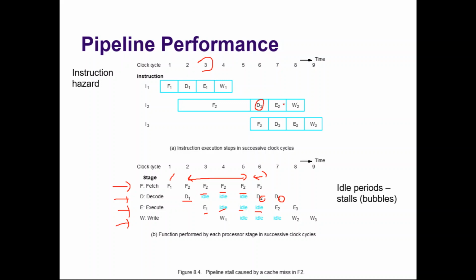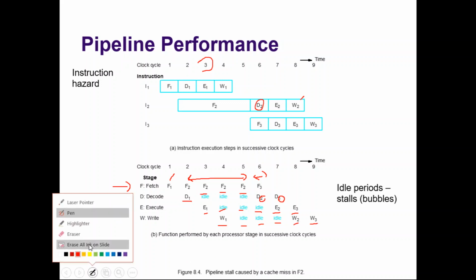During clock cycle 7, instruction 2 is using the execute unit. During clock cycle 8, instruction 3 is using it. Similarly, for write, during the fourth clock cycle it is used by instruction 1, and it is not used during the 5th, 6th and 7th clock cycles. It is used at the 8th clock cycle by instruction 2, so W2, and in the 9th clock cycle by instruction 3, right?